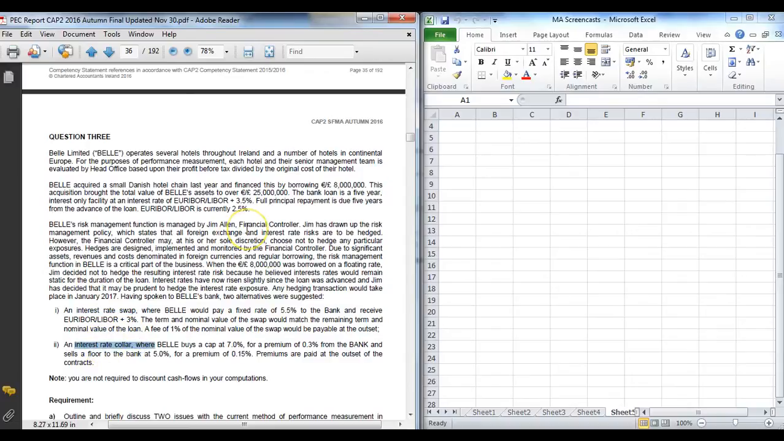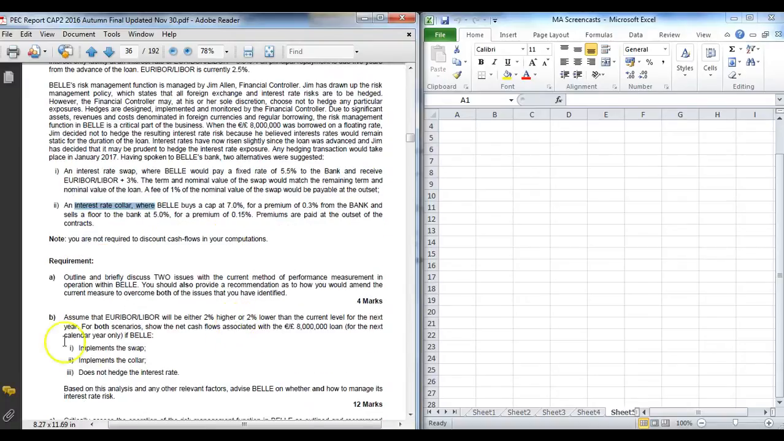So again, we know the FC is in charge of all of this. They didn't decide to hedge it initially when they took out the loan, but now they feel it may be worthwhile to hedge the loan because they're feared that interest rates are rising. So again, as I mentioned before, this Part B is a very common structure to risk management questions. So you're given different scenarios and you're given different alternatives of how you might hedge the risk, both for foreign exchange and interest rate risk management.